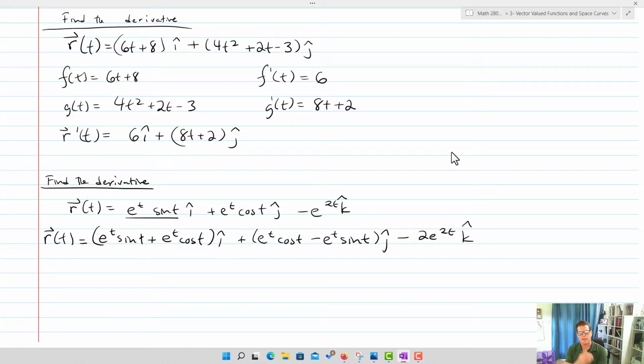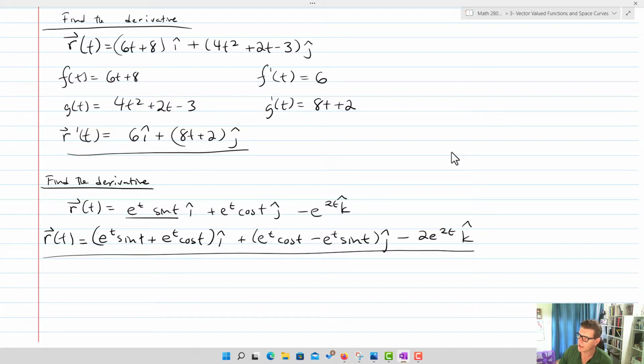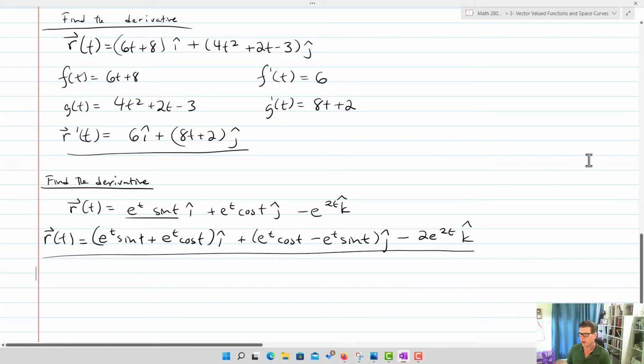Something to notice is that the derivative of a vector valued function is a vector valued function. And another thing to notice is that it's going to maintain its dimension. So notice that the derivative of the two-dimensional one is two-dimensional, and the derivative of the three-dimensional vector valued function is a three-dimensional vector valued function.